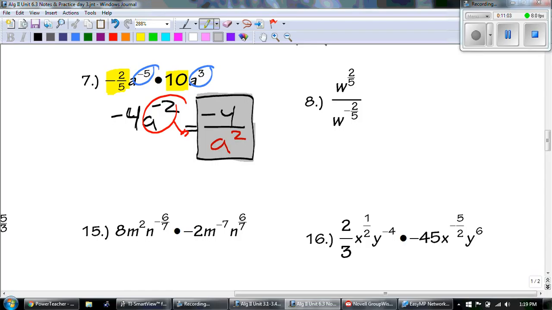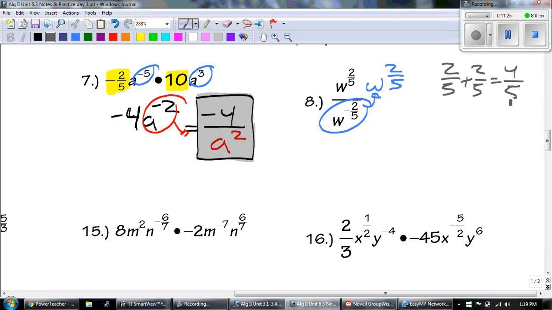Okay? So if my exponent's negative, drop it like it's hot. If it's already on the bottom, bring it to the top. So then I would want to add my exponents, and 2 plus 2 is 4. So this is really saying w raised to the 4/5 power.